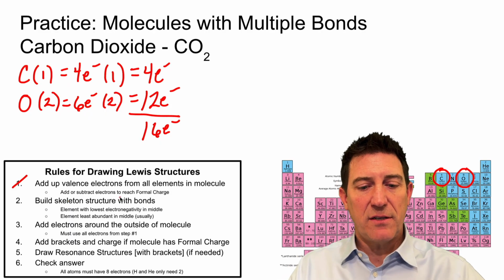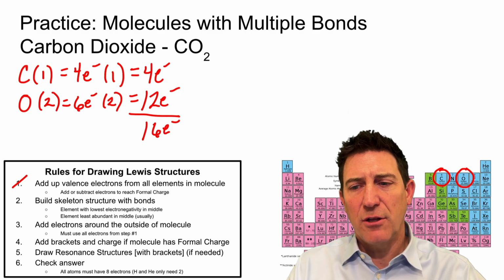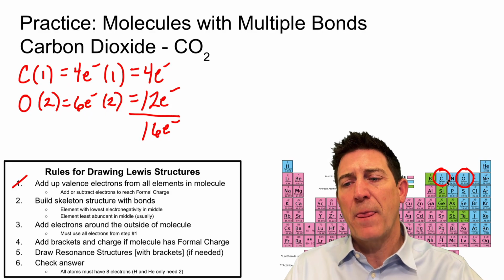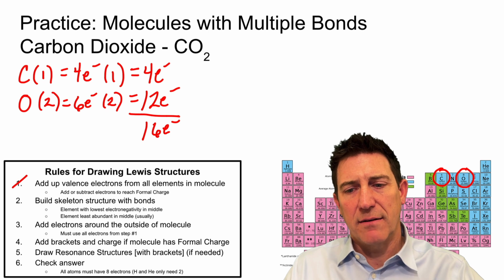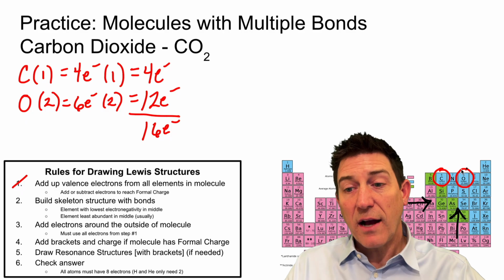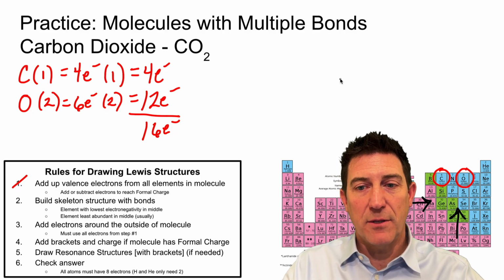We build the skeleton structure. Well, what's going to go in the middle of our skeleton structure? We have carbon and we have oxygen. I can look up their electronegativities, but their position on the periodic table will tell me. As I move this direction, they become more greedy, right? This way and this way. So oxygen has higher electronegativity than carbon, which means carbon's going to be in the middle.